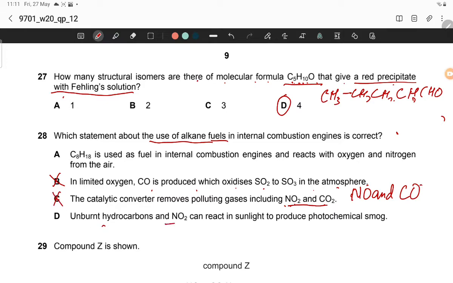Unburnt hydrocarbons and nitrogen dioxide can react in sunlight to produce photochemical smog, so this is the correct option D.